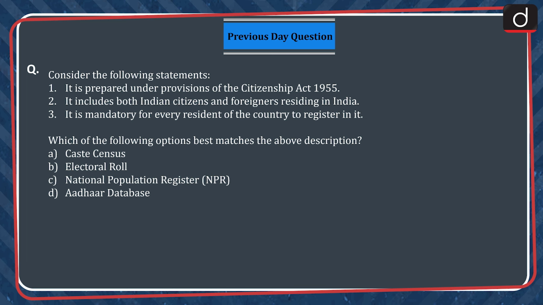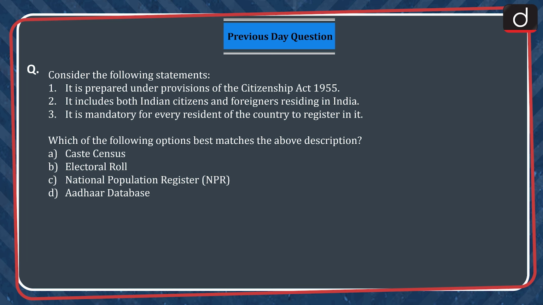Let us begin with the previous day's question. Consider the following statements. 1. It is prepared under provisions of the Citizenship Act 1955. 2. It includes both Indian citizens and foreigners residing in India. 3. It is mandatory for every resident of the country to register in it. Which of the following options best matches the above description?